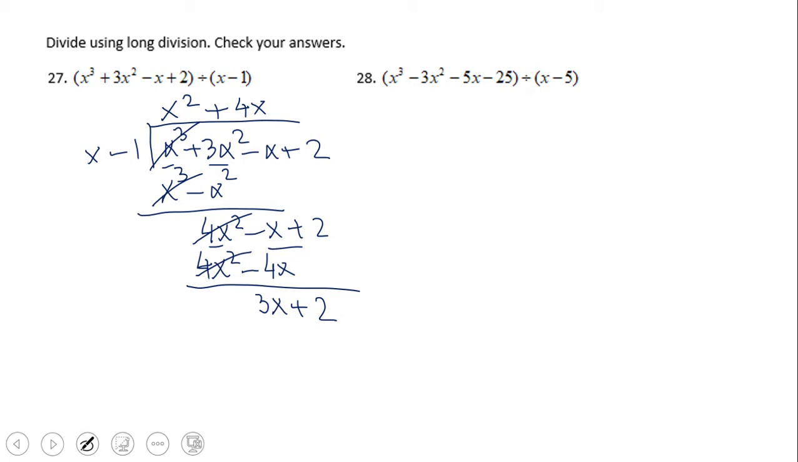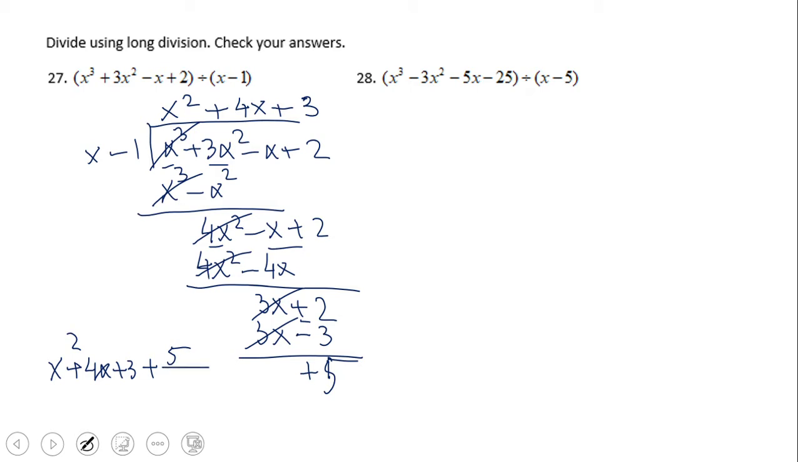Drop the 2. And the last step here, we've got to add 3, right? Because 3 times x is 3x, and 3 times negative 1, negative 3. And this is the first case where we have a remainder: 2 minus negative 3. I'm sorry, it's positive 5. Remainder is 5. So the answer for this problem will be x squared plus 4x plus 3 plus that remainder over the polynomial you divide by.